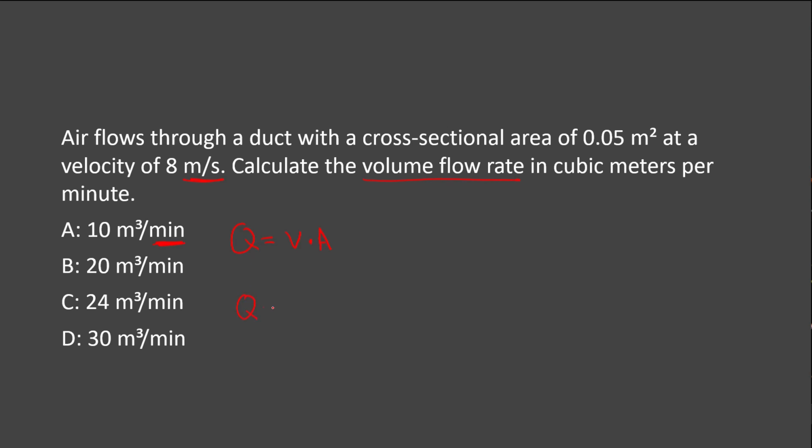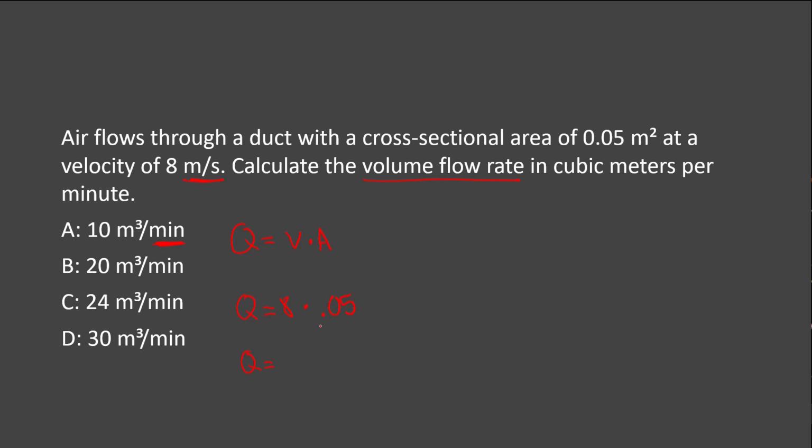So Q is equal to the velocity, which is 8, times the area, which is 0.05. Right? And again, in this type of problem, you could write out the units if you were a little bit confused, but I think it's fairly clear, and I think it's faster if I don't write out units, but if you're getting confused, feel free to write out units. Q is equal to 8 times 0.05.